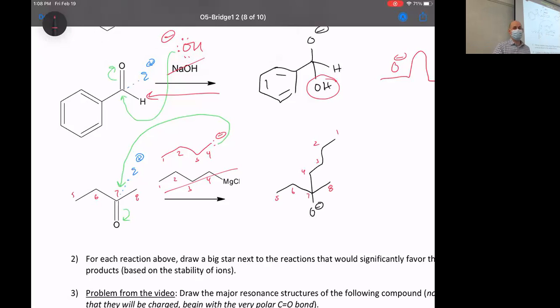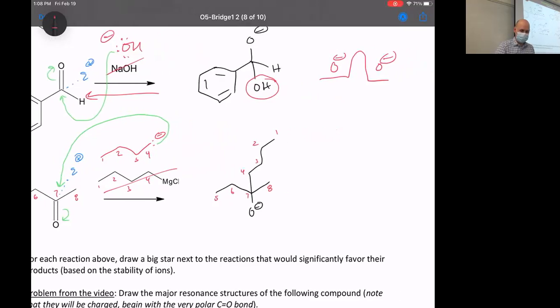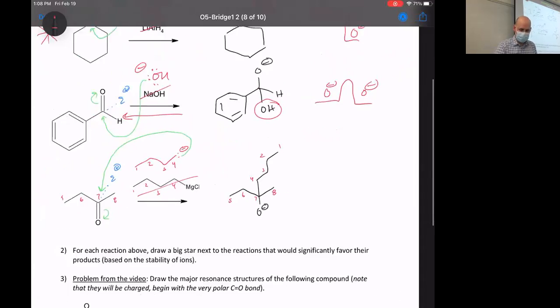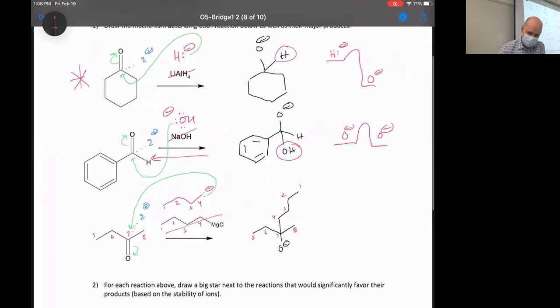So looking at charges, what charge did I have more or less in my starting material? Correct, and in my product? Right, and which one is more stable? Absolutely, by a lot. So we started off here, we'll look at all of them together. Here we started off with a C minus and went down to an O minus. So this one would also absolutely go forward.